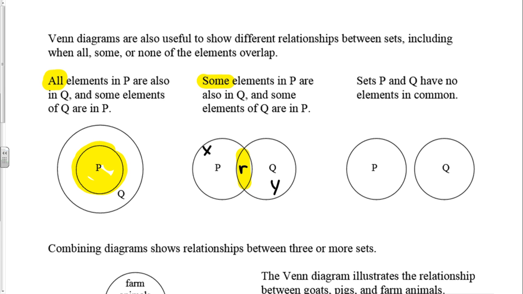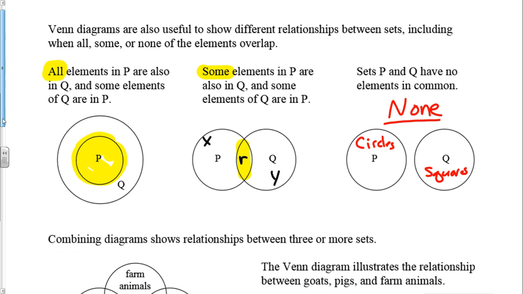Then the last kind that we have is called "none." If 2 sets have nothing in common, then we would write them in 2 separate circles or diagrams where they wouldn't touch. So for example, if we were talking about circles and squares, they don't have anything in common, so they would have their own circles where they would not touch.